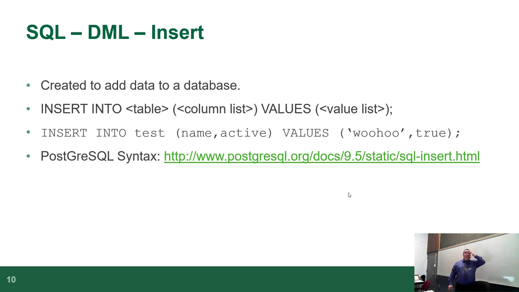Here's the example. Insert into test. That's that first table I created earlier, you know, that example. And I'm going to insert into the columns called name and active. And I'm going to insert the values, woohoo and true, into those columns. Now, the values have to match the order of the column names. So if you've got two column names, you have to have two values. And the name has to match the right thing.